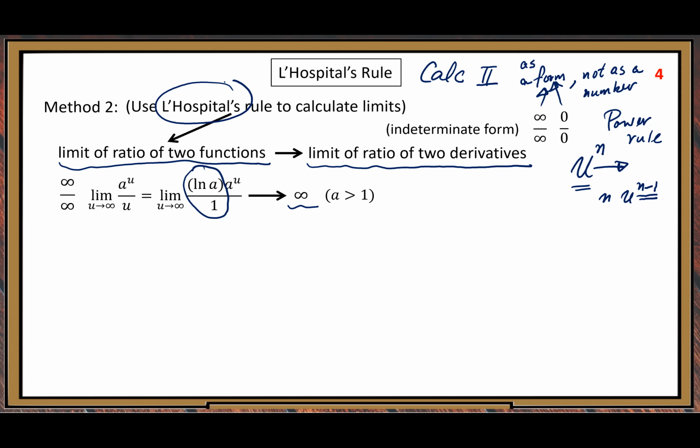Definitely we need a greater than 1. Otherwise, think about it: if a is between 0 and 1, we won't get this infinity. So the range for a is also important. a must be strictly greater than 1. Even 1 is not good; we have to exclude that case.